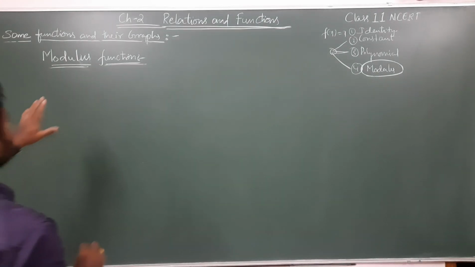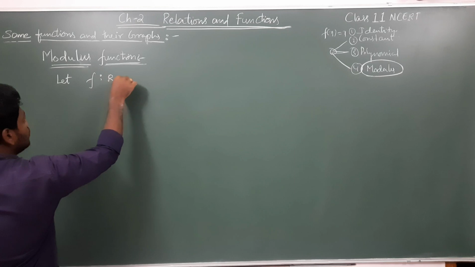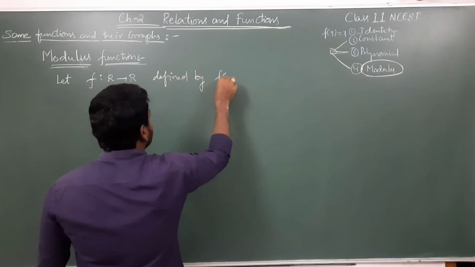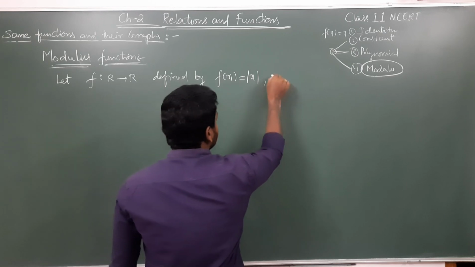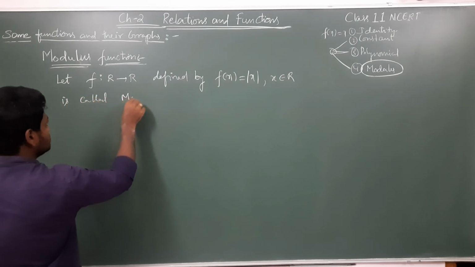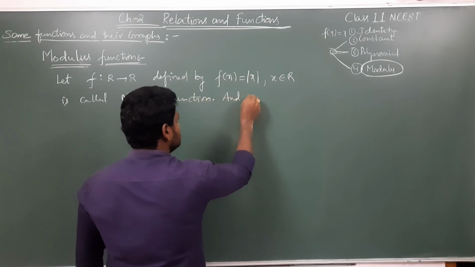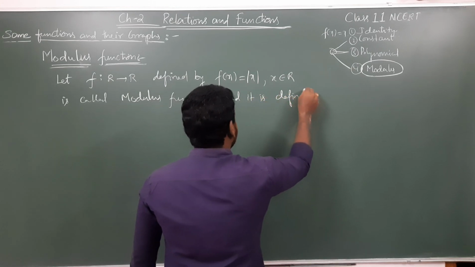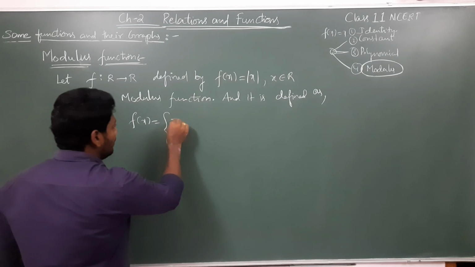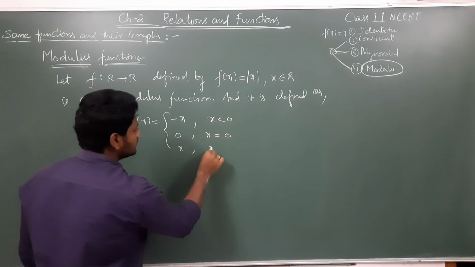Now we will discuss the modulus function and its graph. Let f from R to R be defined by f of x is equal to modulus of x, where x belongs to R. This is called the modulus function, and it is defined as f of x equal to minus x when x is less than 0, 0 when x is equal to 0, and positive x when x is greater than 0.